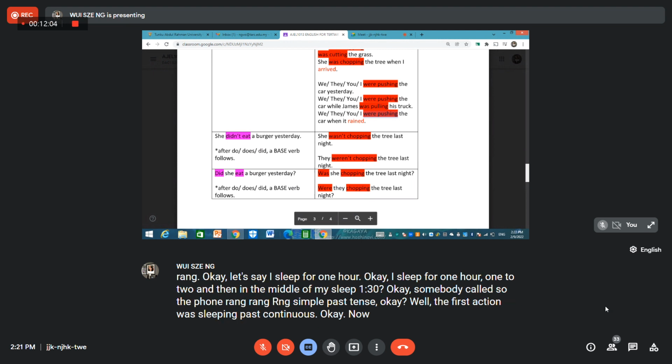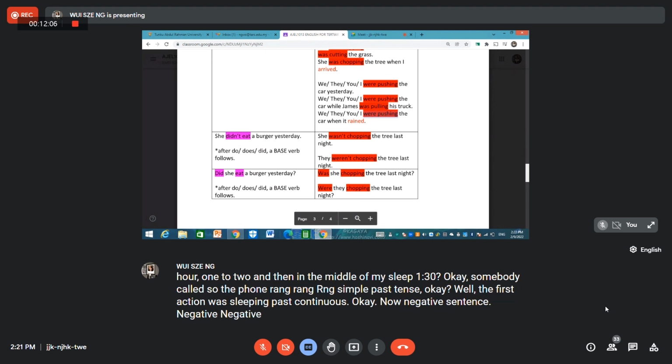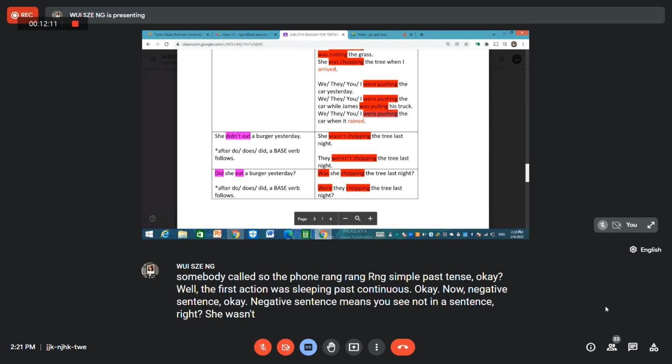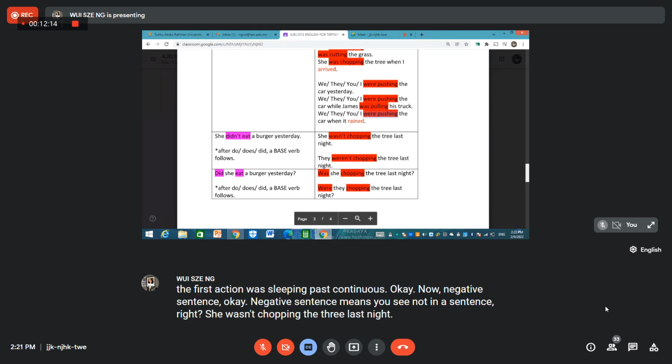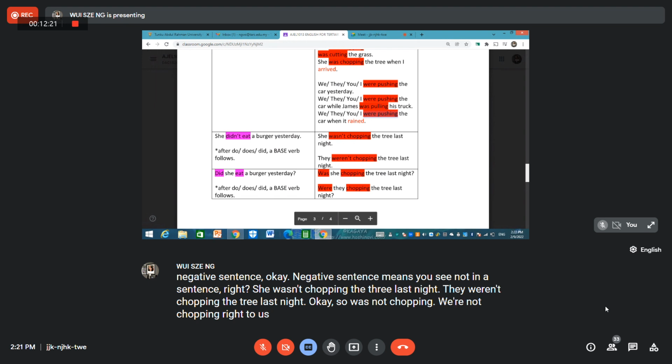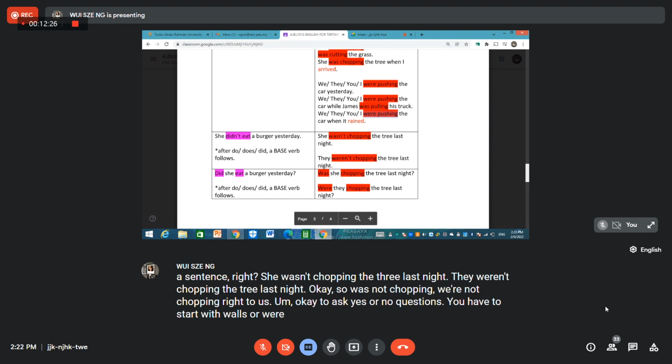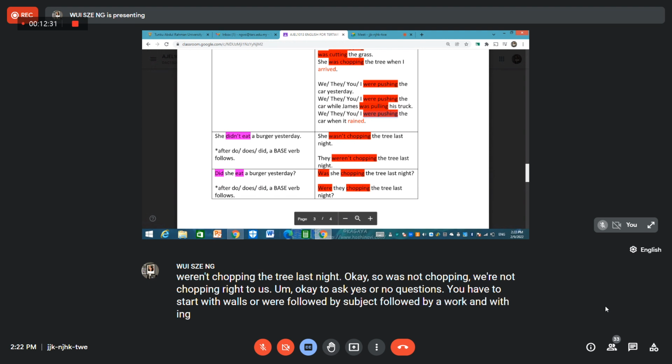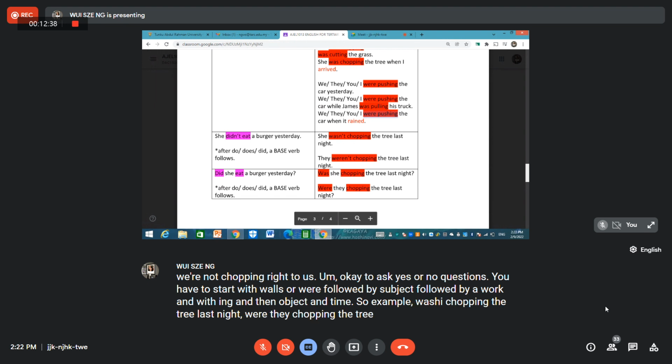Now negative sentence. Negative sentence means you see not in the sentence. She wasn't chopping the tree last night. They weren't chopping the tree last night. So was not chopping, were not chopping. To ask yes or no questions, you have to start with was or were, followed by subject, followed by a verb with ing, and then object and time. So for example, was she chopping the tree last night? Were they chopping the tree last night?